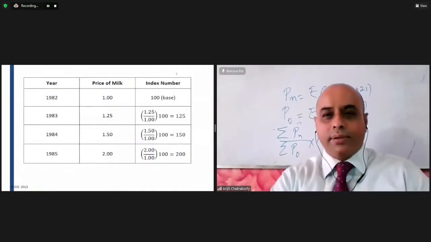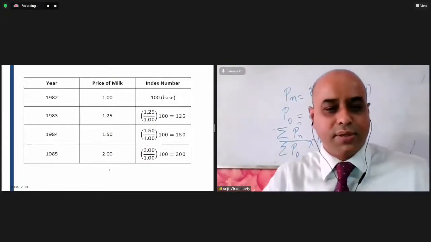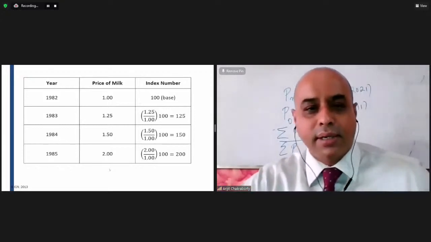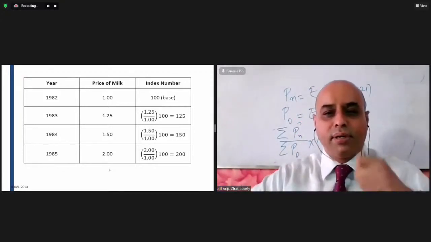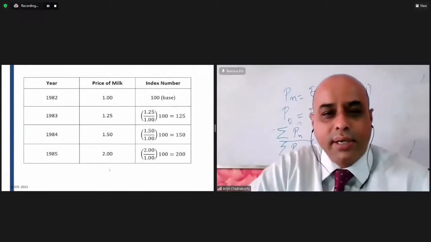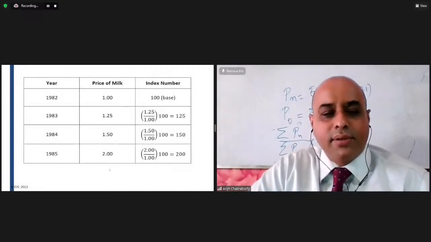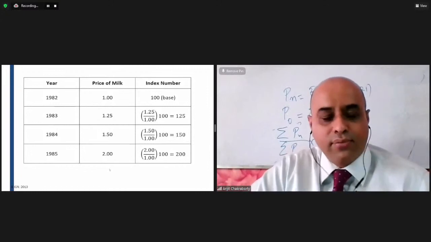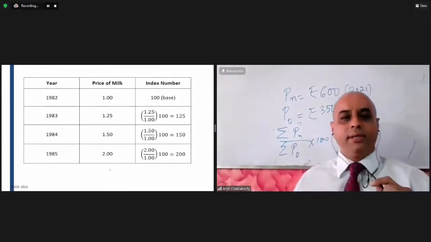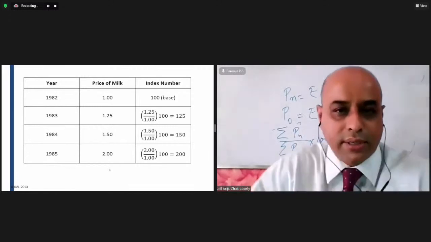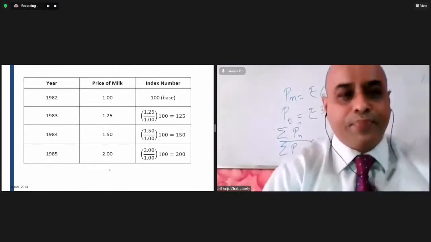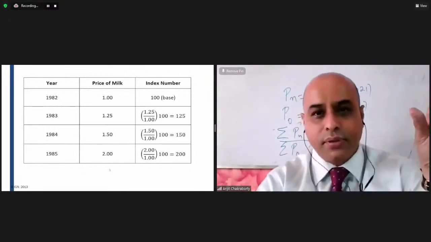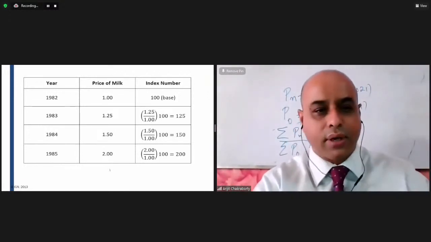Now, let us take this slide, and we will see we have taken some prices of milk. For 1982, for example, the index number is taken as 100. Say a liter of milk in the year 1982 was costing 1 rupee, and in 1983 it was 1.25. In 1984 it was 1.5, and in 1985 it was 2 rupees per liter, just assuming. So the index number for 1982 is 100, the base. Just see this slide, and I'm sure it's easy for you now.